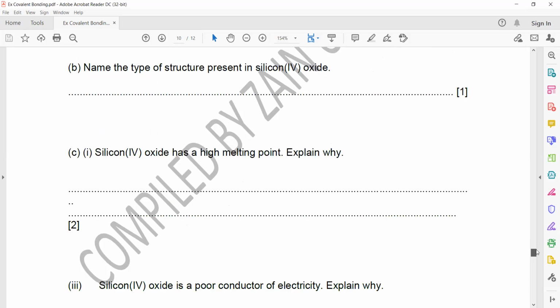Name the type of structure present in silicon. So you can write macromolecular or you can mention giant covalent. Silicon 4 oxide has a high melting point. Explain why. The same reason: you will mention silicon and oxygen, the molecules are bonded, or have a covalent bond between them which is strong, so it needs more energy. That's why silicon 4 oxide will have a high melting point.